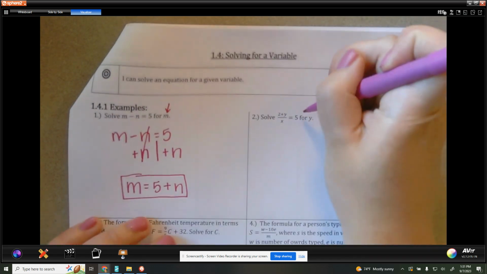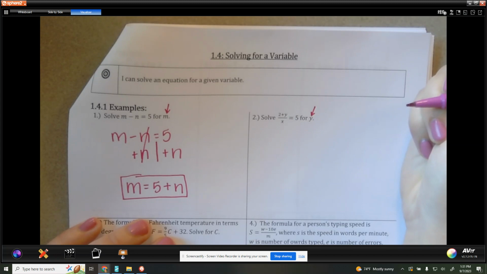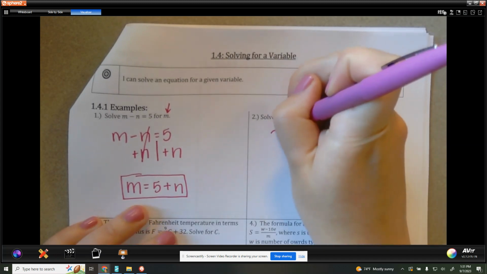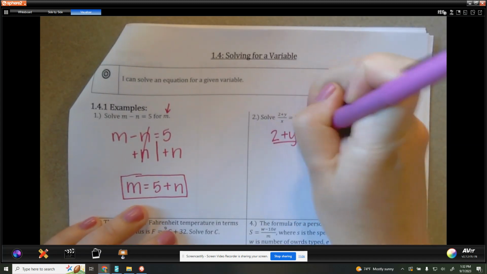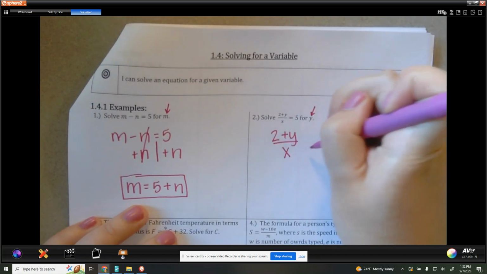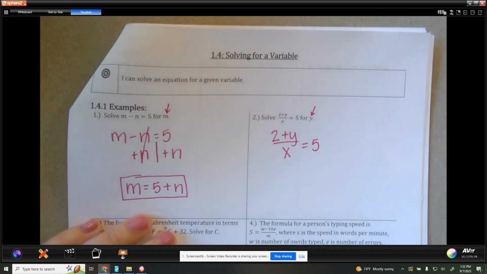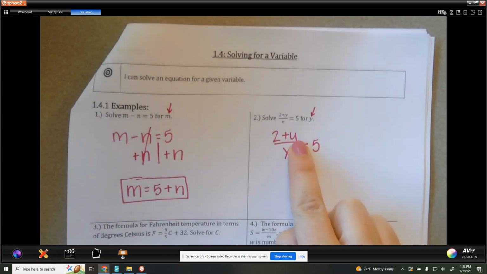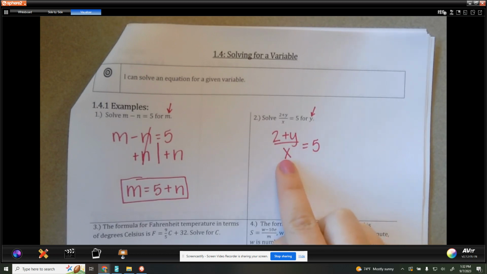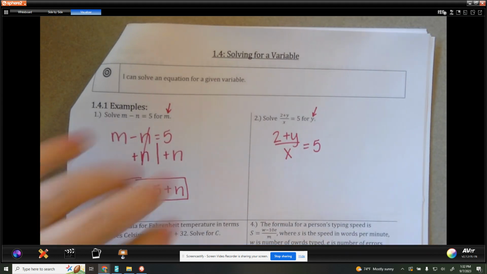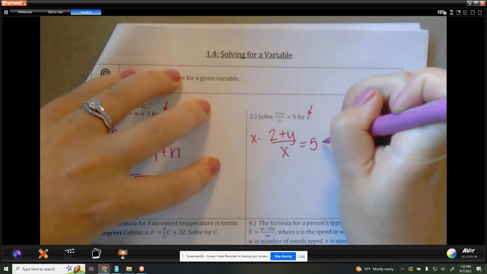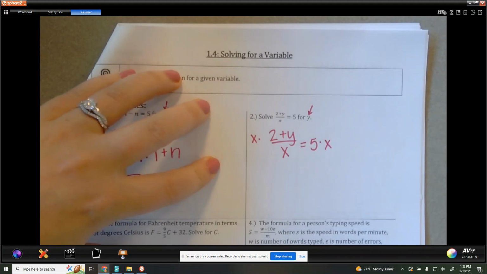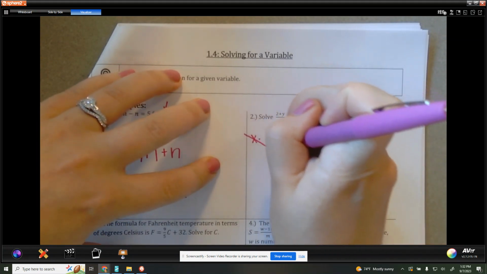So this one, we want to get y all by itself. Let's rewrite this problem. I've got 2 plus y, that's what I want by itself, that y, divided by x equals 5. So we have to work our way into that y. The first thing really bugging me is this dividing by x. What's the opposite of dividing by x? It's multiplying by x. So we're going to multiply by x on both sides, and these x's on the left side just go away.